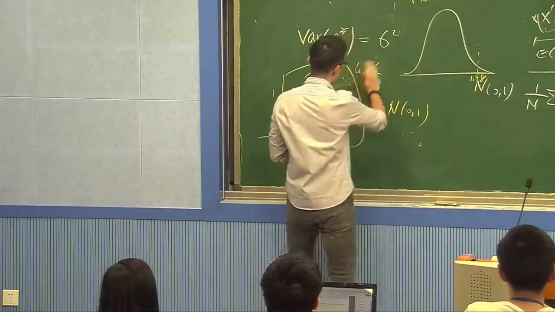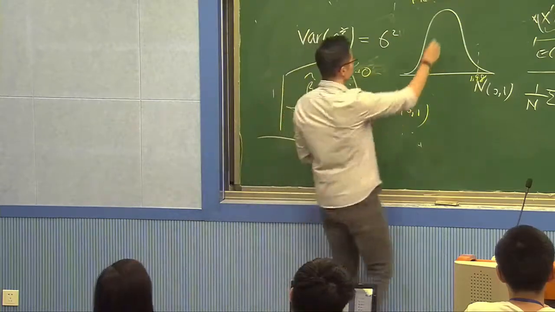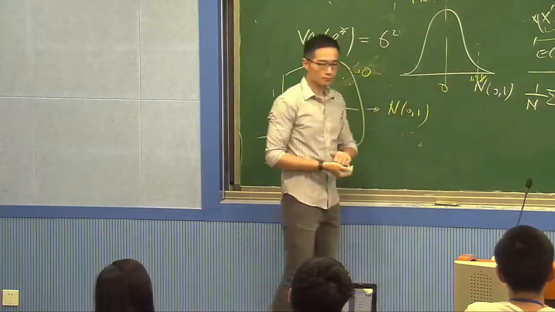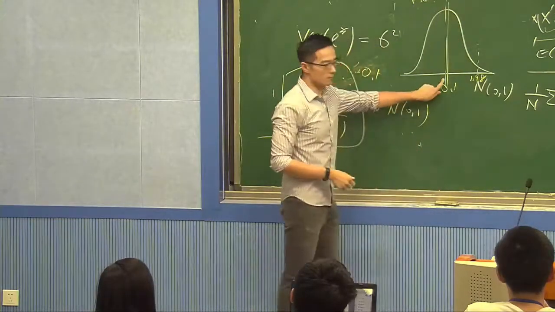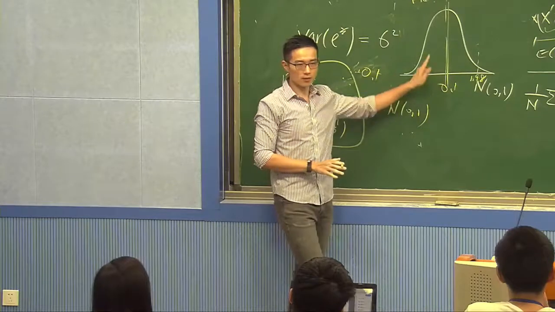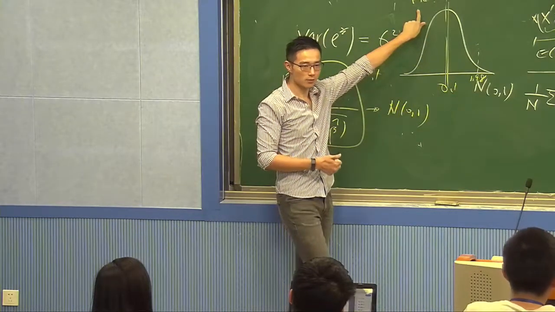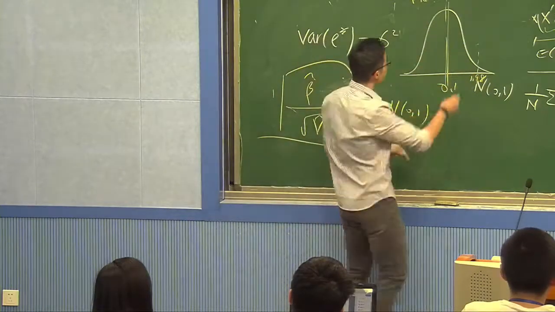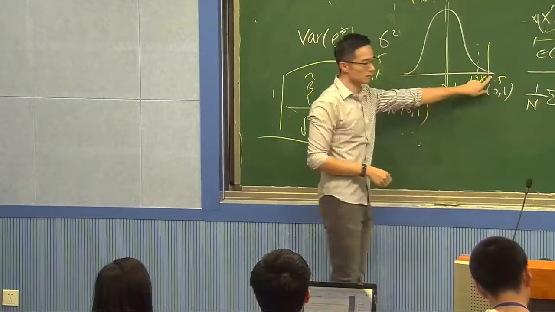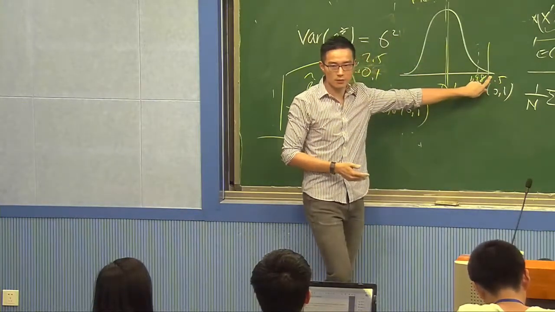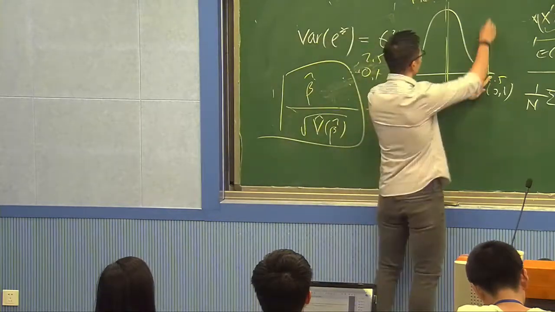If this value is not 1.98, if its value is close to 0, maybe 0.1, then that value seems perfectly normal. In that case, I think H0 is probably good. I like my H0. But if it's 1.98, or maybe even more extreme, maybe 2.5, then in that case, I think H0 is less likely to be true. So I may reject H0, and in that sense, we accept H1.